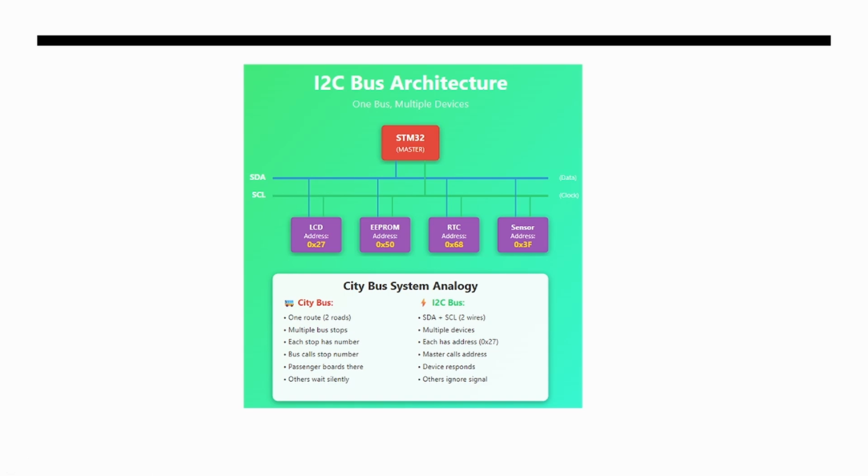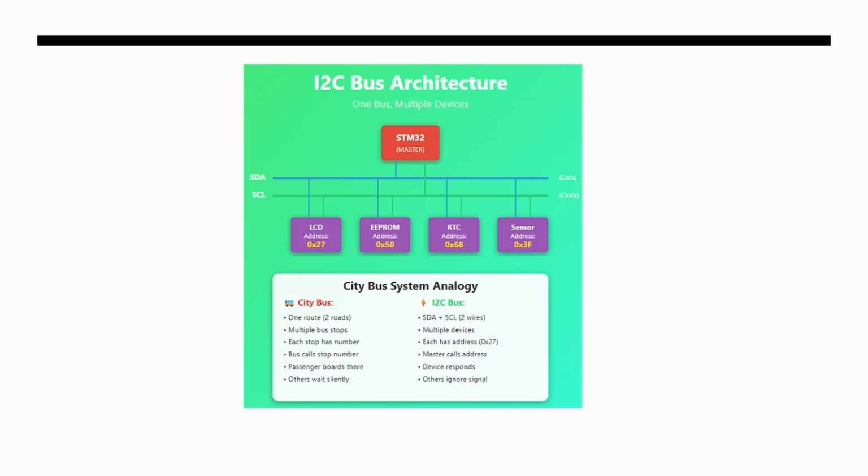So only that device will receive that particular data, and another will wait silently. The passenger boards where the stop number, or the address, is given, and other passengers simply wait silently. So this is the overall structure. I2C has two wires, multiple devices can be connected, each has its own address, the master calls an address, the device responds, and others ignore the signal. So this is the overall architecture, and this is very simple.